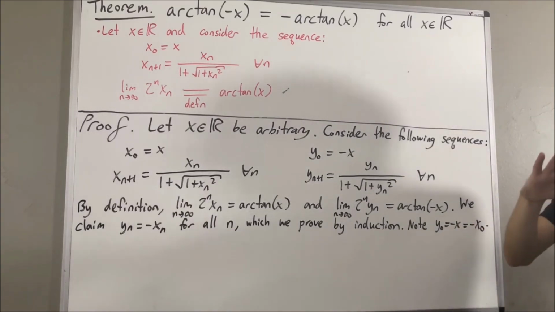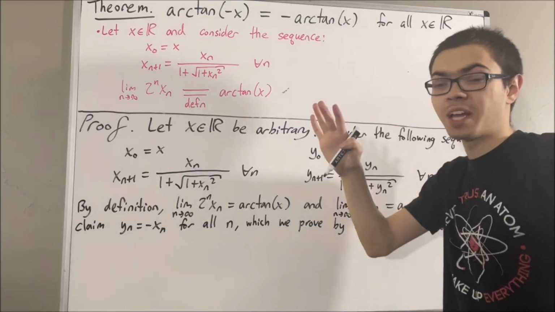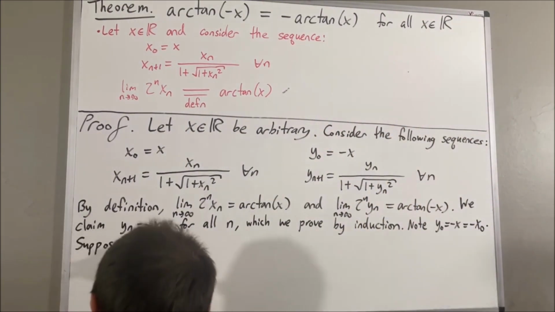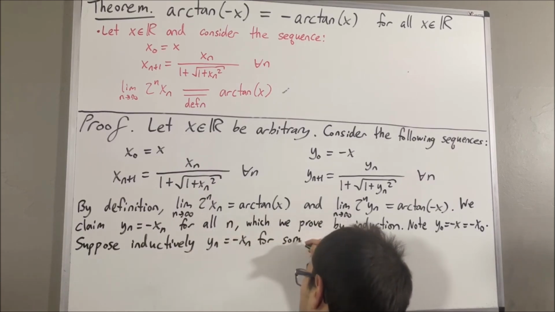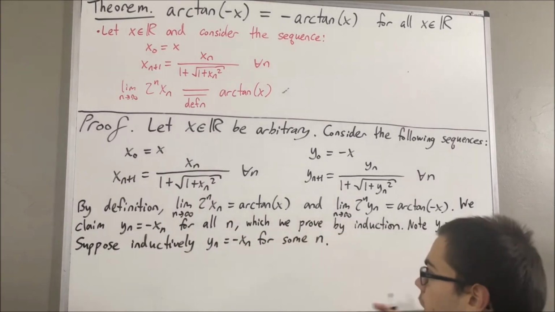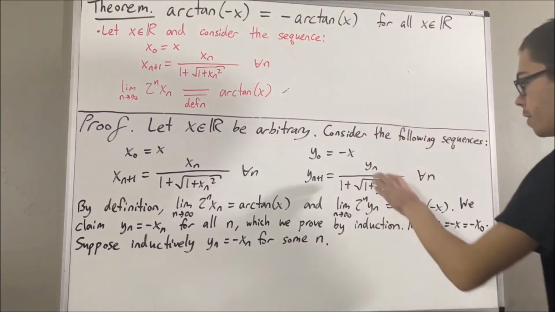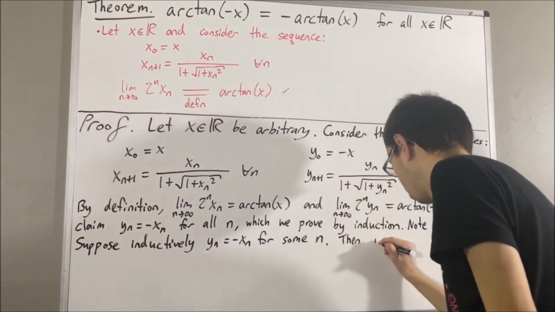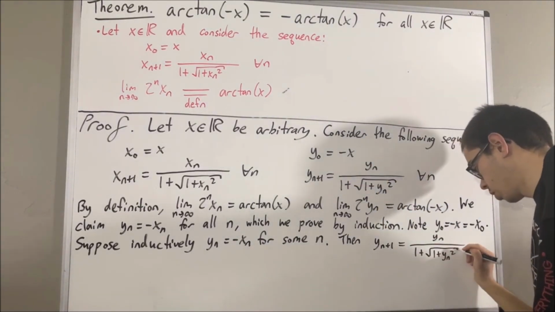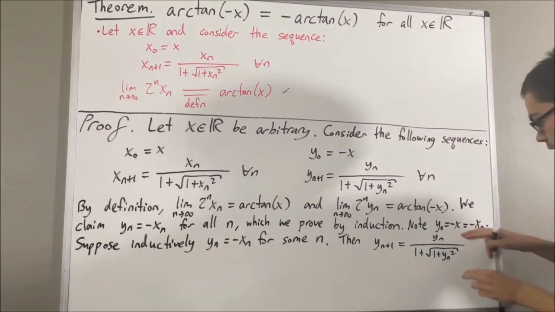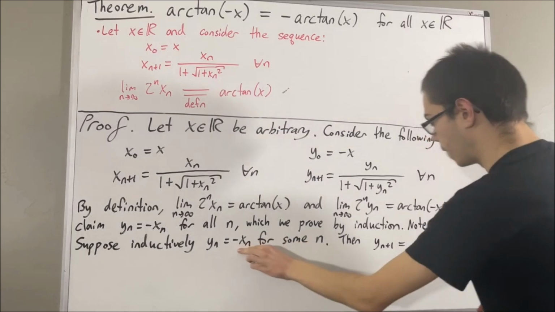For the induction step, we suppose inductively that y_n is equal to the negative of x_n for some n. Now we want to show that y_{n+1} is equal to the negative of x_{n+1}. Well, y_{n+1} by definition is this. And since we're assuming that y_n is equal to the negative of x_n, we can replace the y_n's with negative x_n.